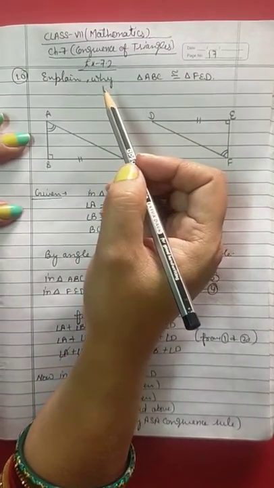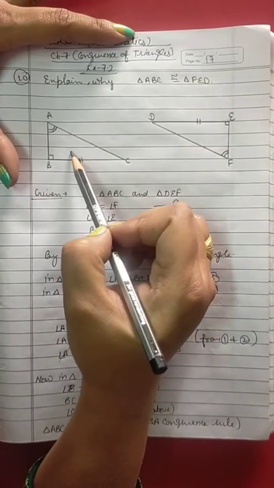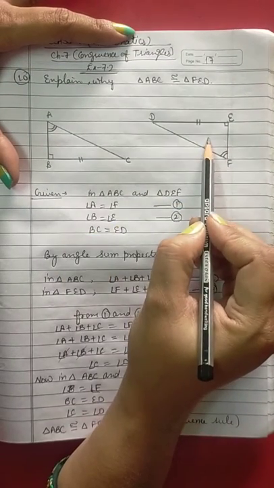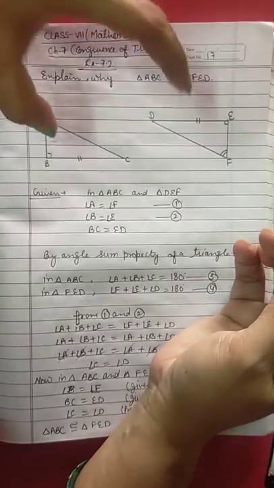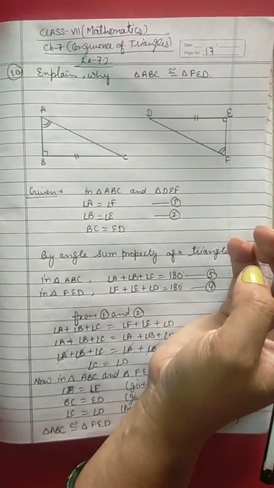So here in question number 10, see what they are asking here. Explain why triangle ABC is congruent to triangle FED. It means that we have to say which criteria they have used to make them congruent and why they are congruent, that we have to prove that.